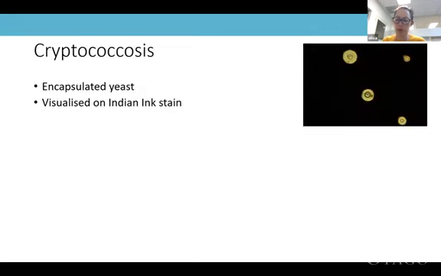Okay, so Cryptococcus, it's an encapsulated yeast. The classic stain that everyone talks about is this Indian ink stain, and this is what you can see on the right here, where you can see the capsule lighting up.